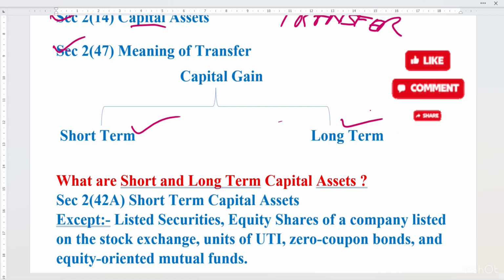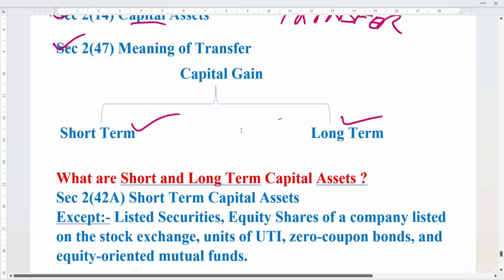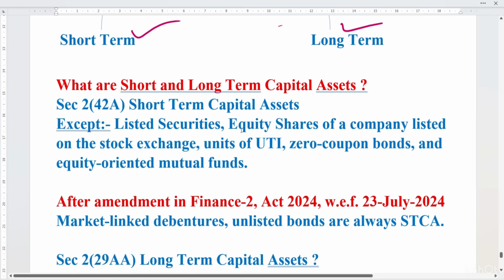किसी एसेट को ट्रांसफर करने से पहले कितने पीरियड के लिए होल्ड किया, उसके ऊपर डिपेंड करेगा कि शॉर्ट टर्म कैपिटल गेन अराइज होगा या लॉन्ग टर्म कैपिटल गेन अराइज होगा. Now another question arises, what are the short-term capital asset or long-term capital asset? Meaning thereby when we will say that a particular asset is a short-term capital asset or the particular asset is a long-term capital asset.